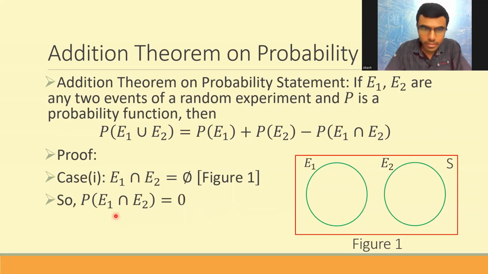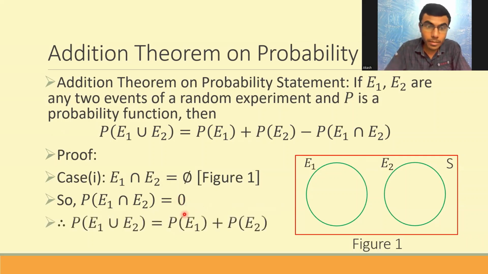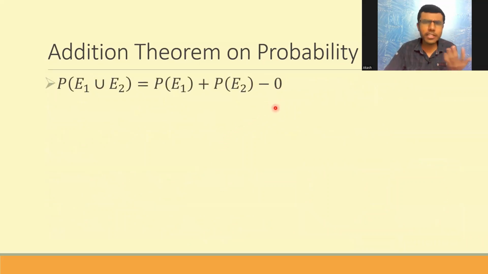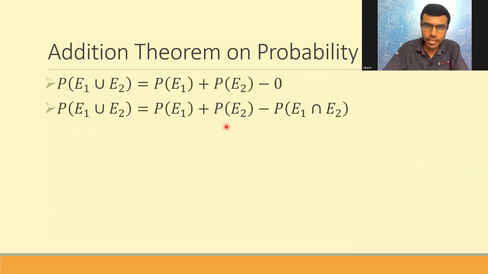From this, since P of E1 intersection E2 is 0, there is another theorem which states that P of E1 union E2 is nothing but P of E1 plus P of E2. Now I can write this as P of E1 plus P of E2 minus 0. 0 I can add and subtract. Now what is this 0? In place of this 0 I can write P of E1 intersection E2.